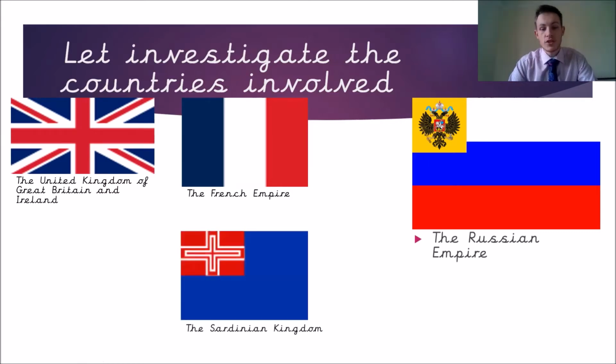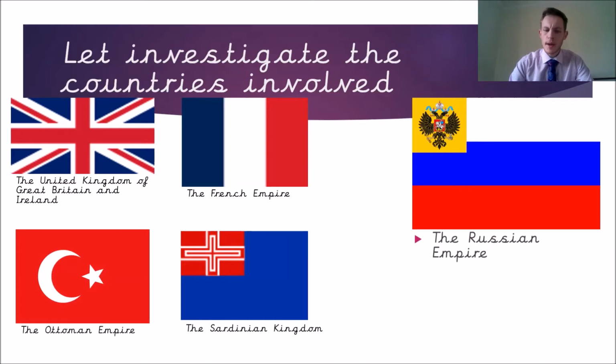Then what you have is you've got the Sardinian Kingdom. Now, you might not have heard of this country, but what it was is it's called Sardinia. It's very low down on a map. We'll have a look in a moment, and it's near Italy. And then you've got the Ottoman Empire. And you might notice that flag, it looks very similar to Turkey's. That's because the Ottoman Empire was a part of Turkey, and then it branched out into the other countries.